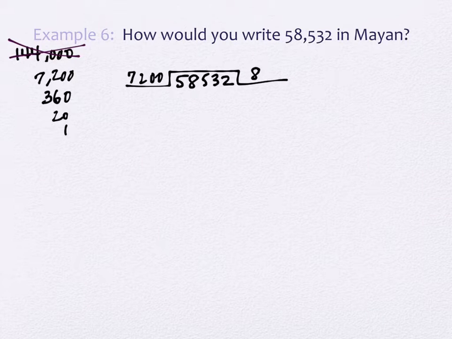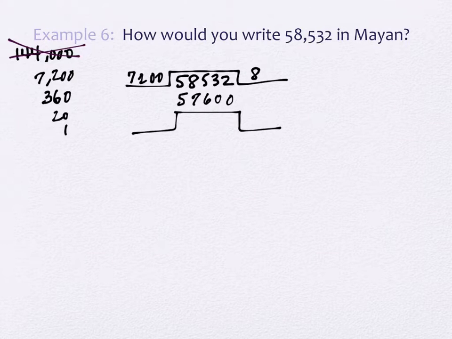If you get a number in this system that is 20 or bigger, you've got a problem, because they have a base 20 system. Each place value can only have 20 inside of it. You can't have more than 20 in there. So if you divide this and you got 20, it meant that you probably should have divided by something bigger to start with. You didn't divide by something big enough. All right, now what is 8 times 7,200? 57,600, and then we subtract.